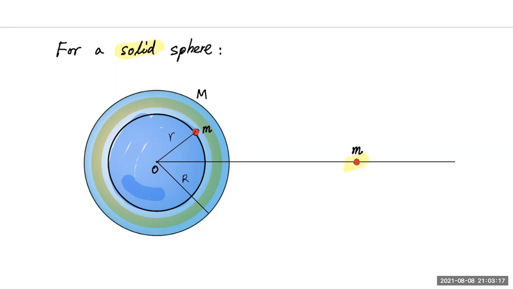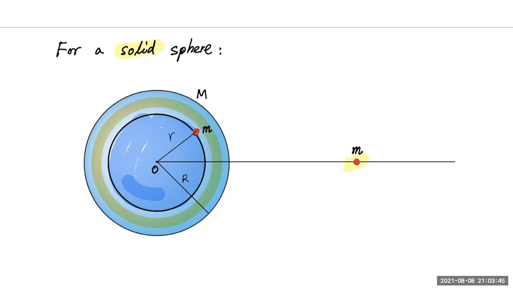So whether it's a uniform solid sphere or a uniform spherical shell, if the point mass is outside that sphere, then the force between that sphere, whether solid or a shell, is the same as the force between a point mass located at the center of that sphere and the other point mass outside.